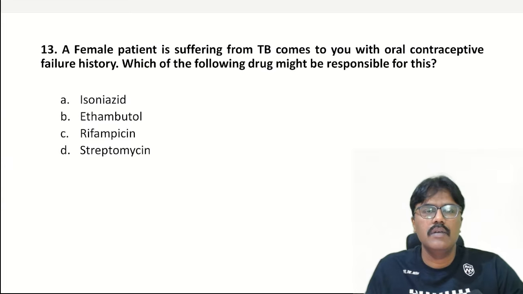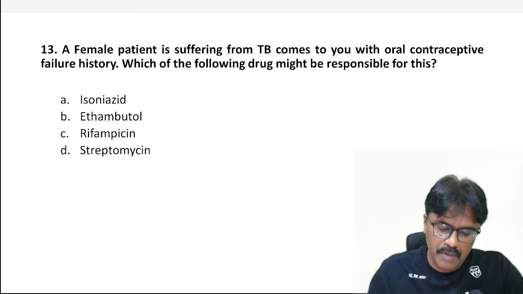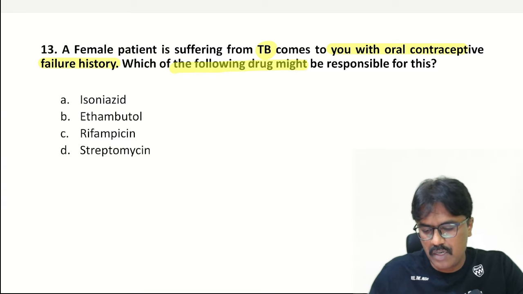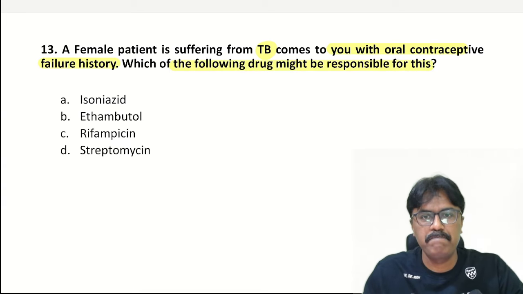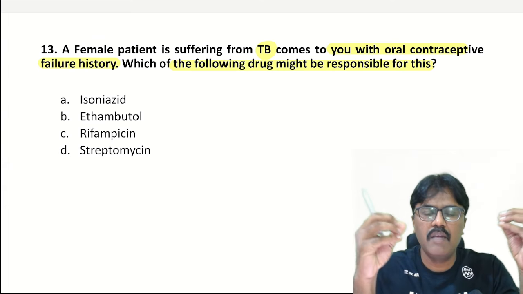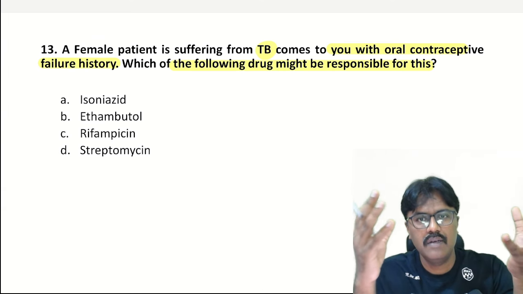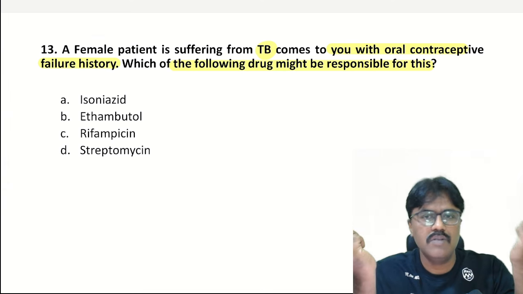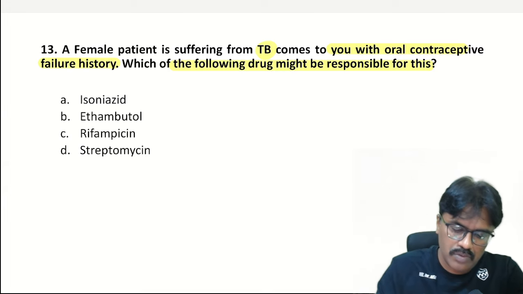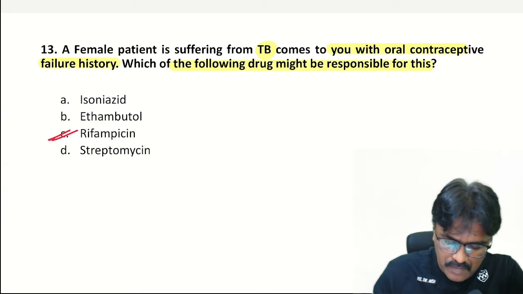Let me move on to the 13th question. A female patient is suffering from TB, comes to you with oral contraceptive failure history. Which of the following drugs might be responsible for this? Sometimes patients are taking multiple drugs, there can be interactions. So she is on a TB drug, she is on OCP, and OCP is not working. So this is due to a drug called rifampicin.